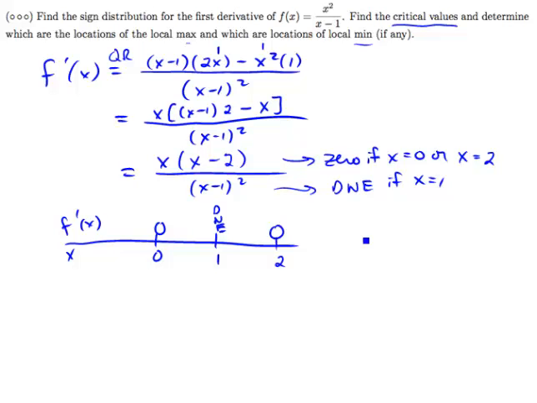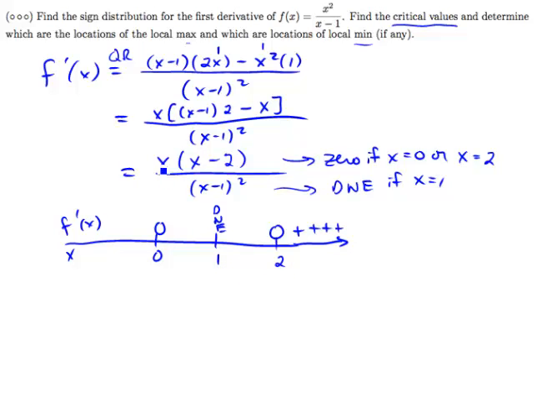Now I check the sign of the values in each of the intervals and see if I can determine where the function f is increasing and decreasing from that. To the right of 2, the x will be positive, the x minus 2 will be positive. And notice this denominator is always going to be positive. So out here, everything in sight is positive, so the result will be positive.